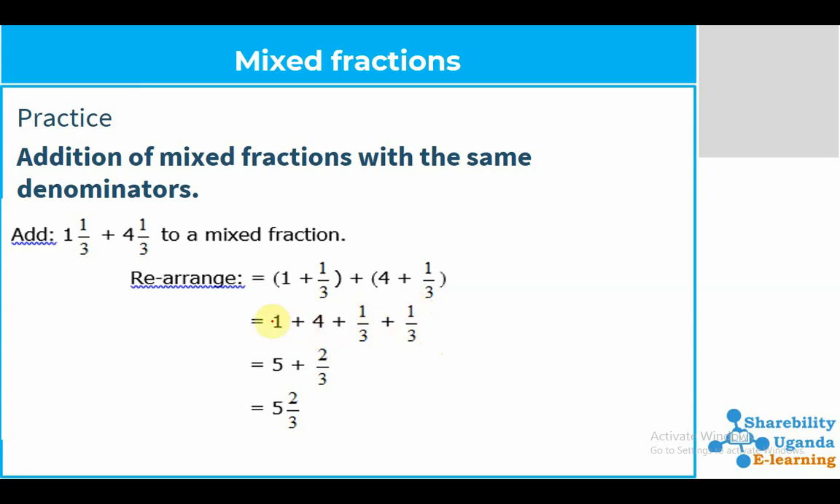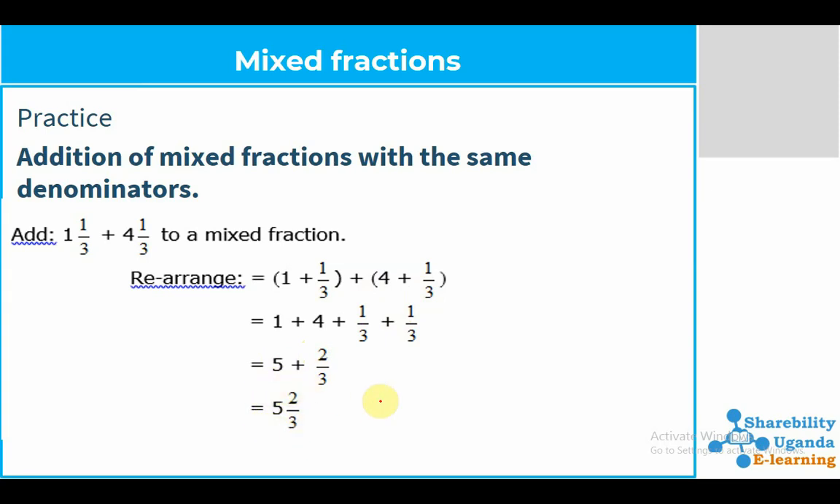So here we shall be having our whole numbers, 1 plus 4, which is 5. And here they are coming up with 2 out of 3 from adding 1 plus 2, because they have the same denominators, they added the numerators. So it came up with 5 plus 2 out of 3. So this means our answer here shall be equal to 5 whole number 2 out of 3. Okay, so this is our answer, right?